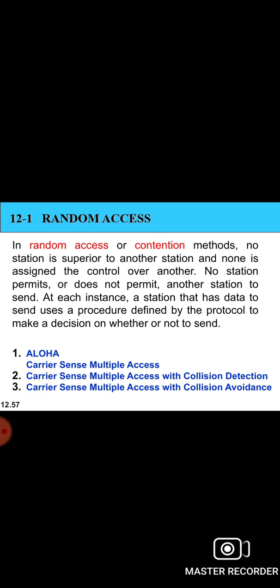Aloha, the earliest random access method, was developed at the University of Hawaii in the early 1970s. It was designed for a radio or wireless LAN, but it can be used by any shared medium. There are potential collisions in this arrangement. The medium is shared between the stations. When a station sends data, another station may attempt to do so at the same time. The data from two stations collide and become garbled.